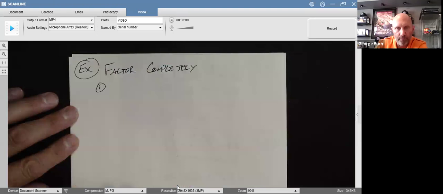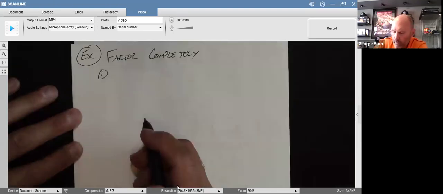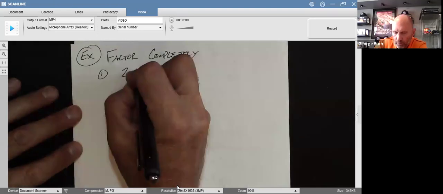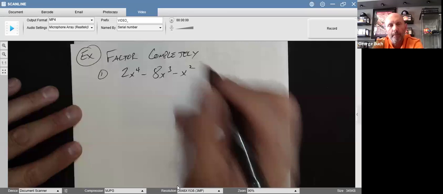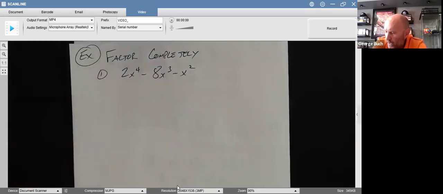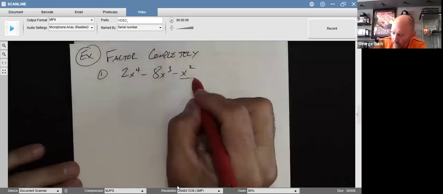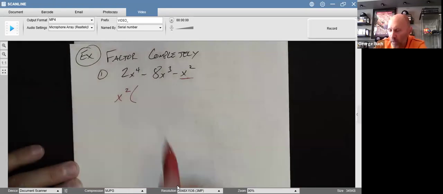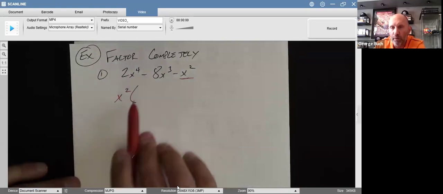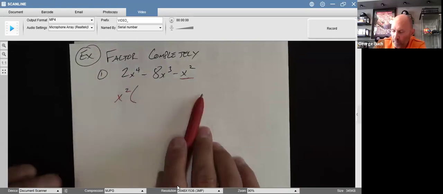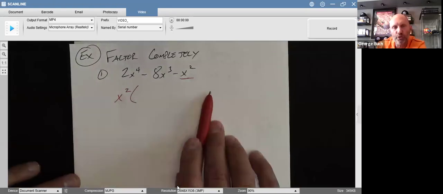So the first one we have is 2x to the fourth minus 8x to the third minus x squared. Okay, so what can I factor out of here? Well, the only thing I can do is factor out a common term, which is what? My x squared. So I'm going to take out x squared, and what does that leave me? Well, how many terms did I start with? 3. How many terms do I need to end up with? Also 3. Because remember, if I distribute this x squared back, I should get the original.